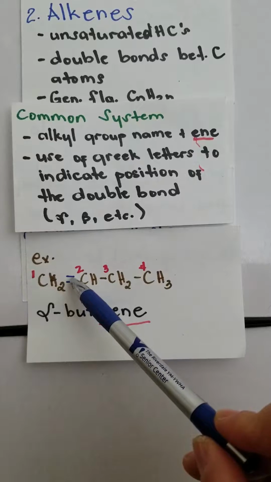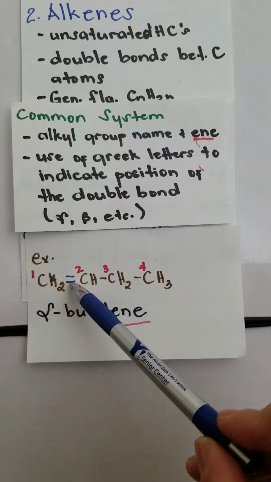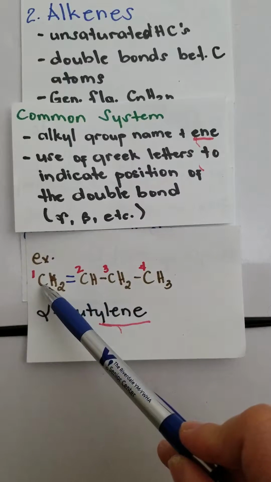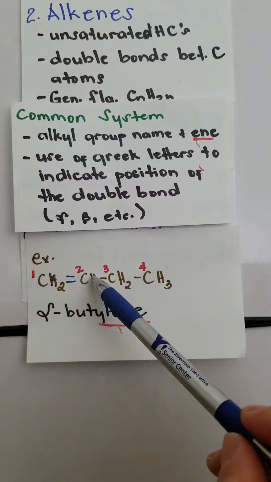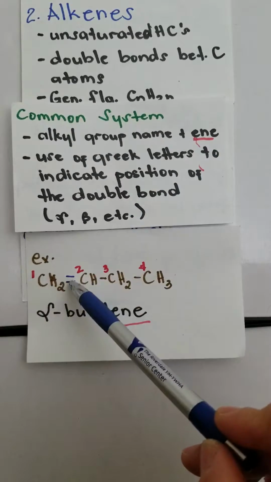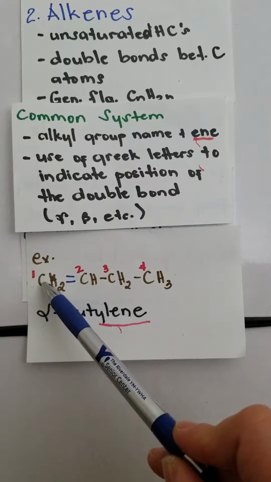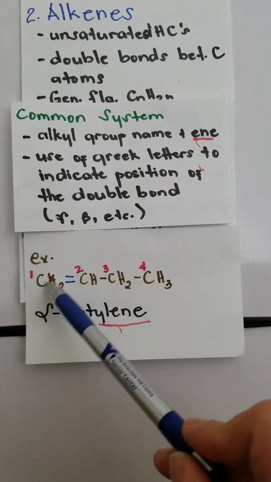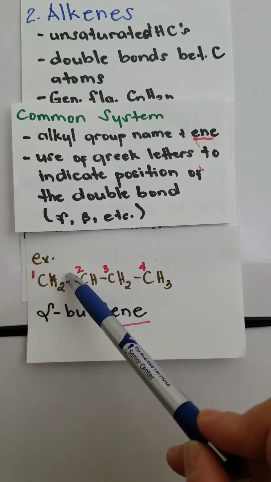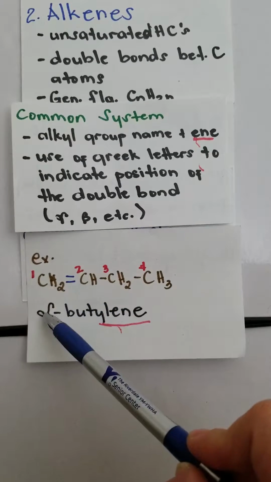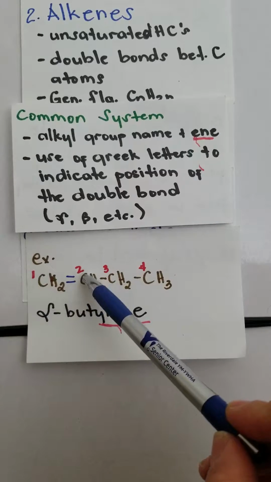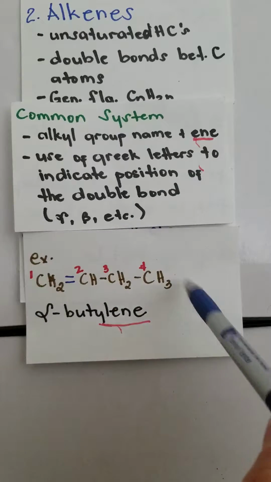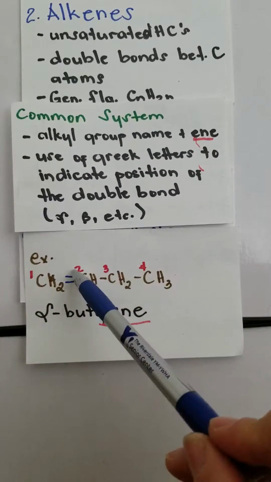Now, which carbon is the double bond attached to, the first or the second? Of course, based on the rule, the double bond must be on the lowest number of the carbon atom. So 1 is lower than 2, right? Therefore, 1 is represented by the Greek letter alpha, 2 by the Greek letter beta, and so on. So to name this structure, it is alpha.